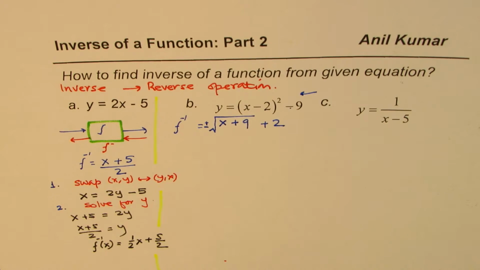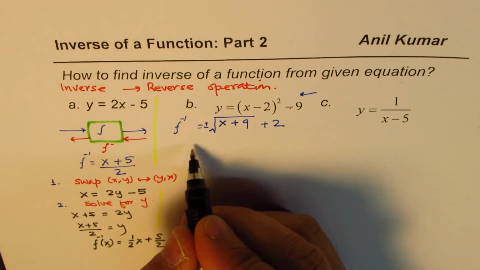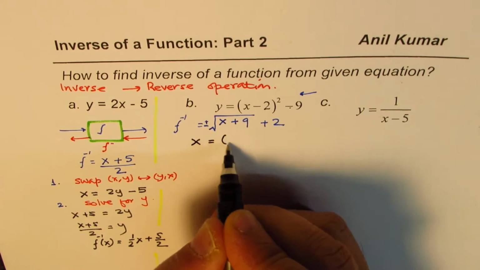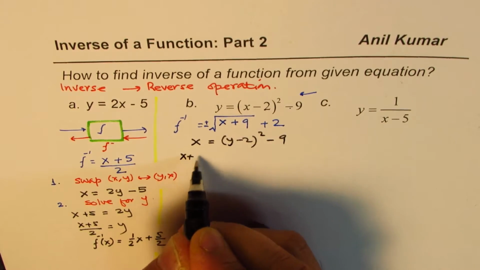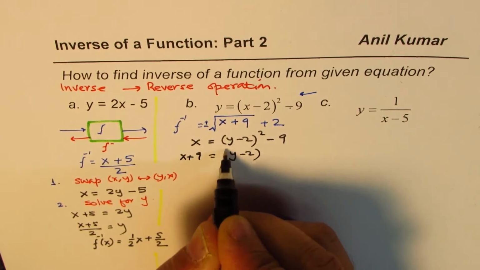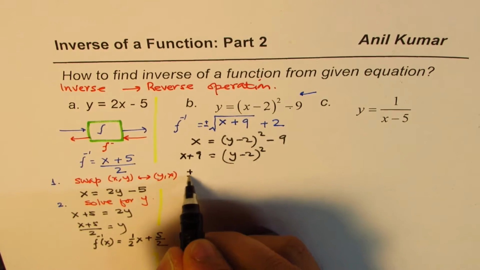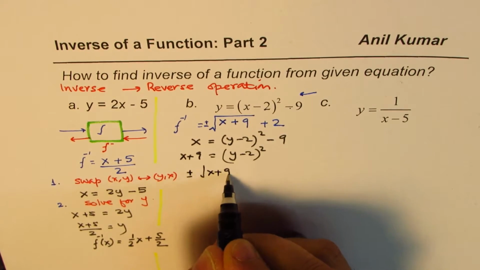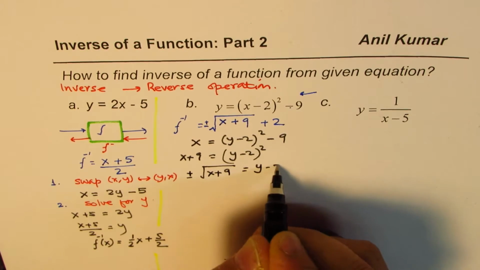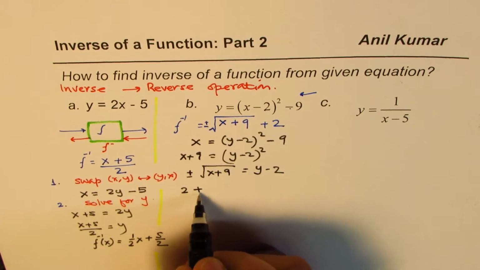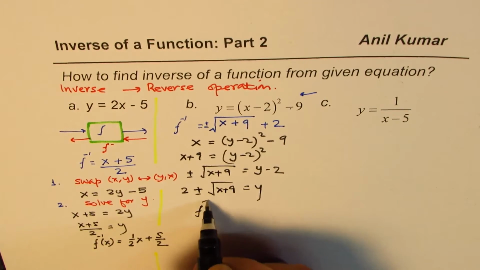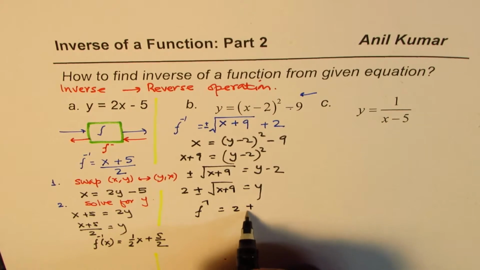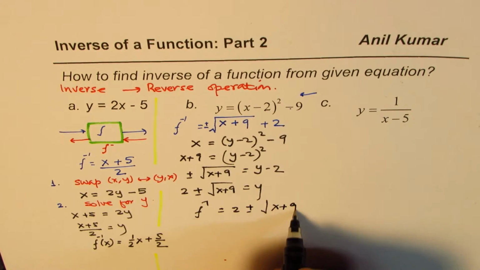Okay, but is it right or wrong? Let's follow the method. So first step, swap x and y. Let's go quickly through it. x equals y minus 2 whole square minus 9. Bring 9 this side. We get y minus 2 whole square. We have to square root, plus minus, of course. x plus 9 equals y minus 2. Bring 2 this side. 2 plus minus square root x plus 9 is equal to y. So f inverse is equal to 2 plus minus square root x plus 9.